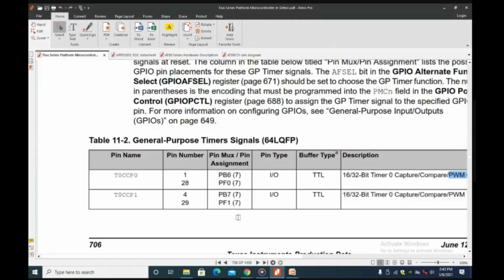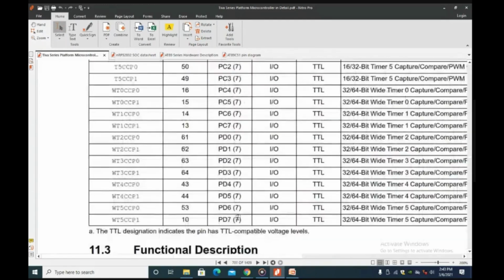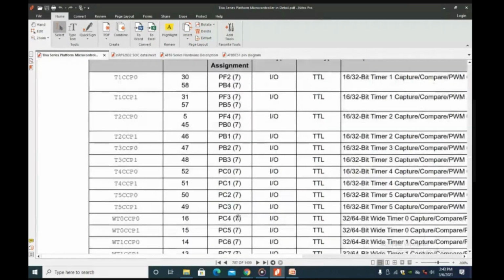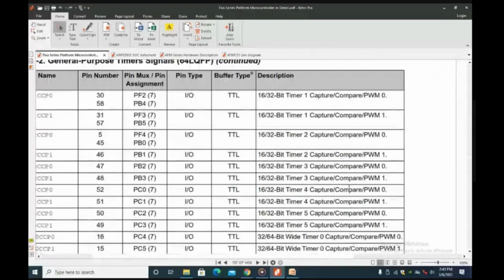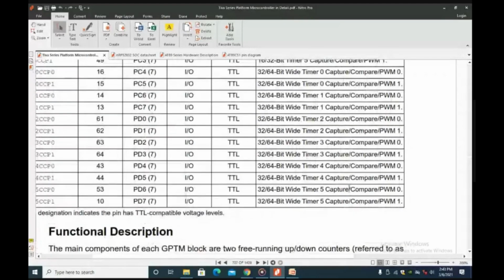Similarly, you have 24 such pins where you can generate as many capture compare modules. You see, 24 PWMs can be generated simultaneously. 24 captures can be done simultaneously, or 24 compares can be done simultaneously, or the alternate possibilities are there.